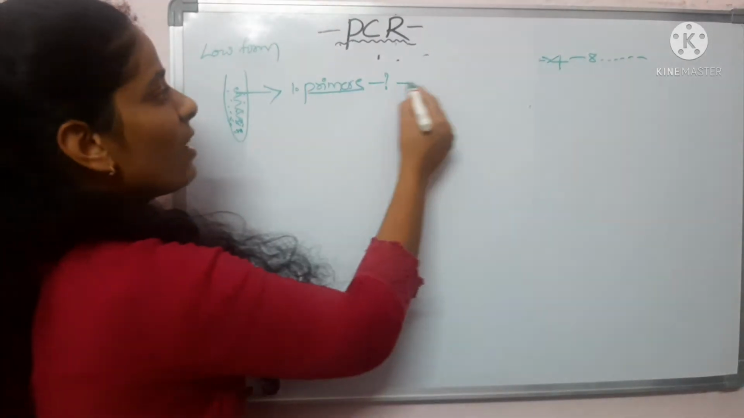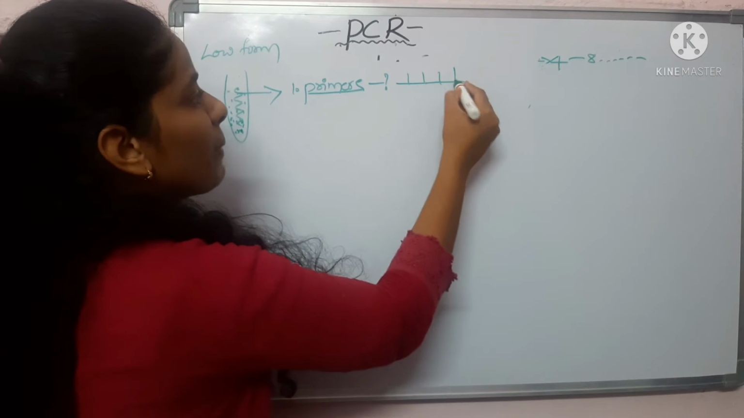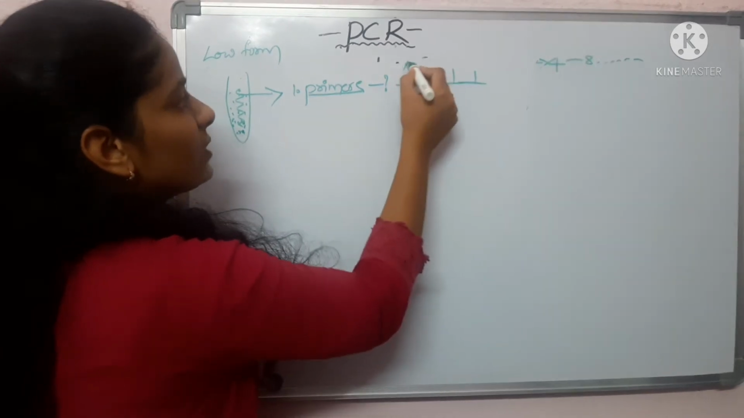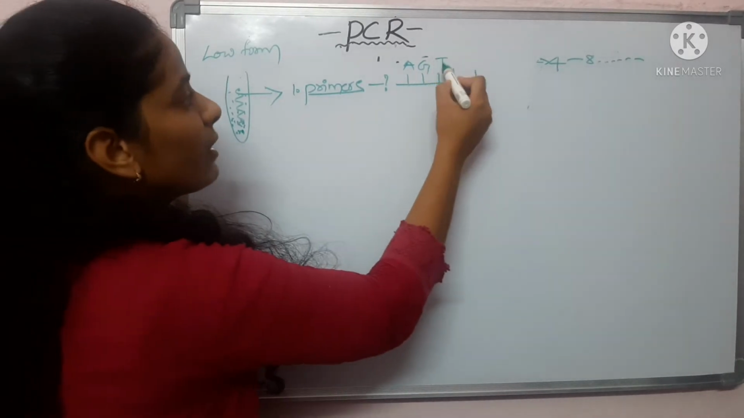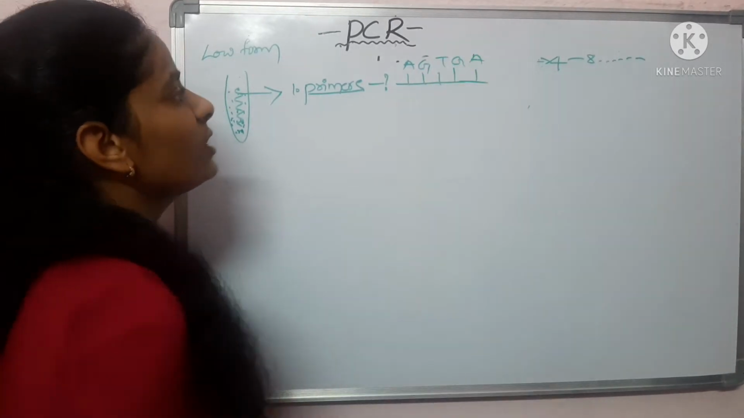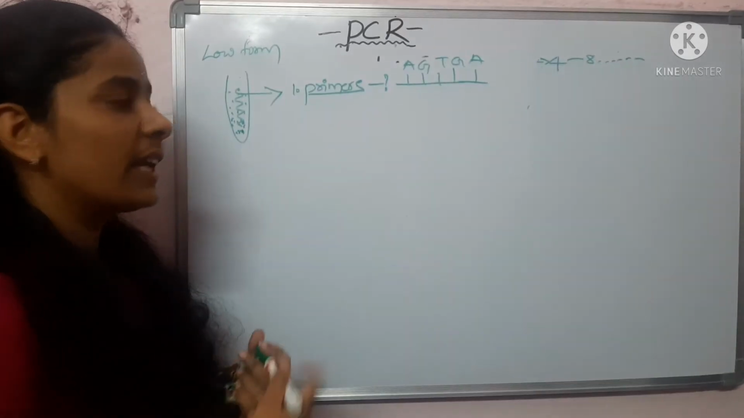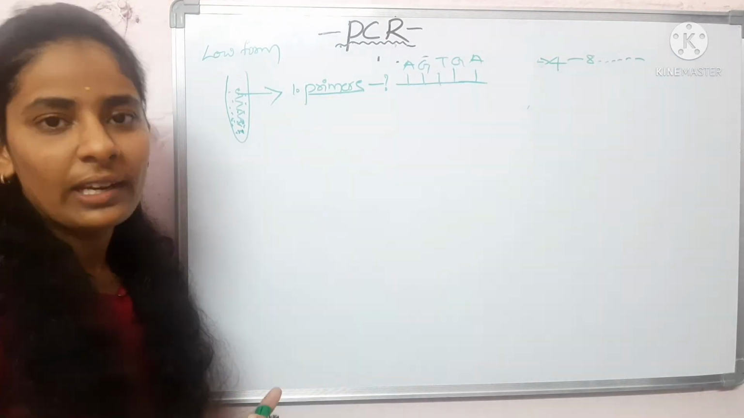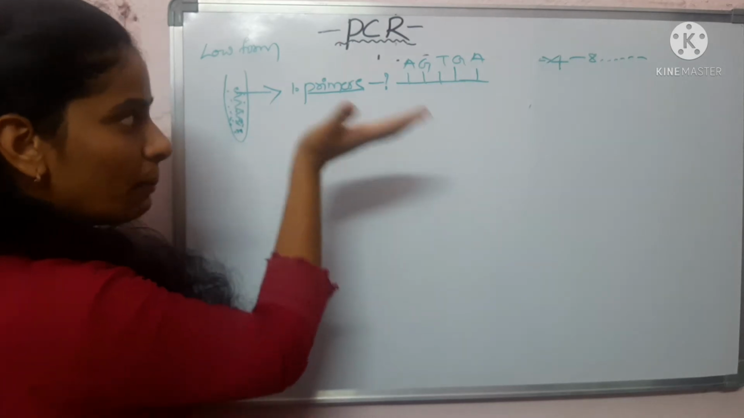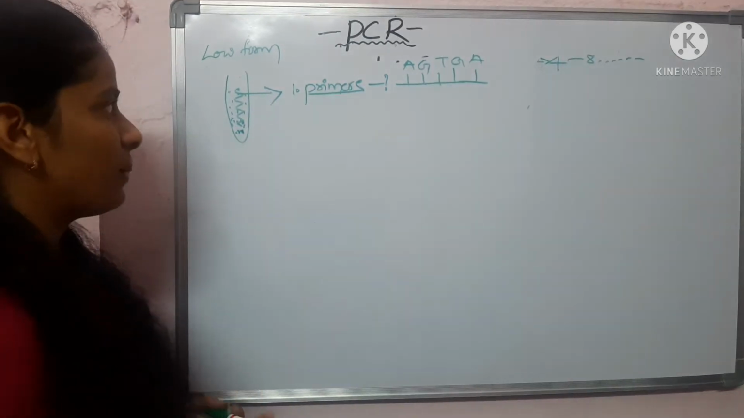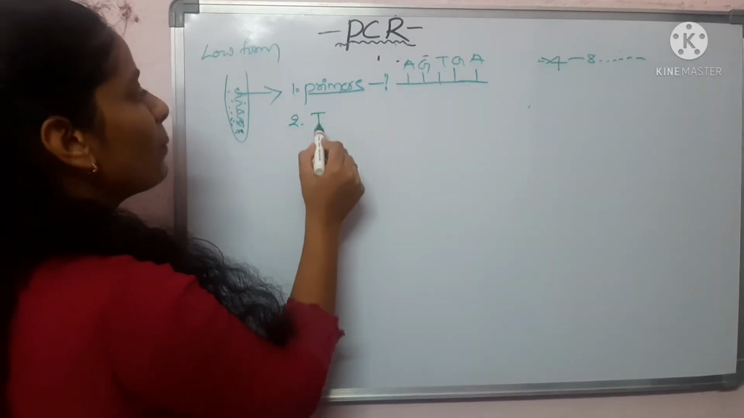nucleotide bases which are mainly available in the market. These bases are complementary to the DNA sequence. So primers are the DNA nucleotide bases which go and attach to the complementary sequence in our DNA template. Next one is Taq polymerase.